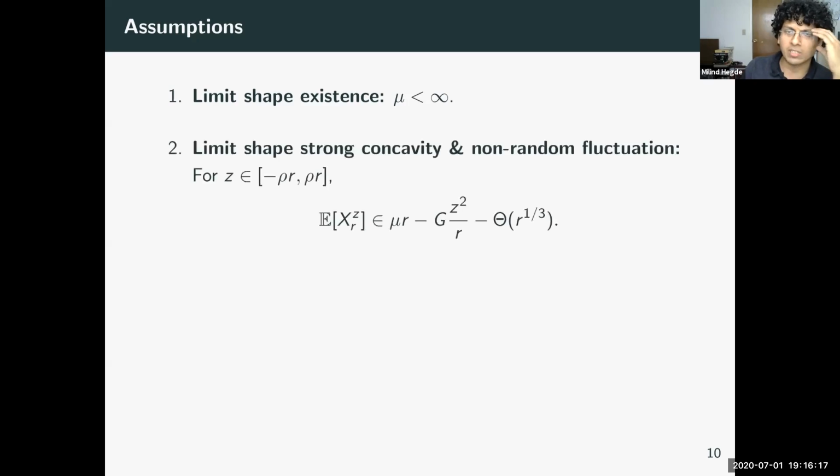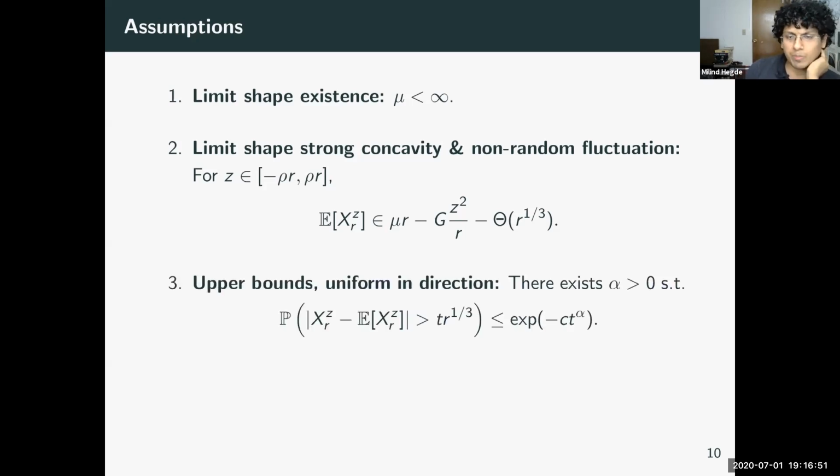The second one is involving the limit shape, which we just talked about. So X_{z,r} over here is the weight from 1, 1 to r minus z, r plus z. So this is the thing that suffers the z squared over r loss in weight. And then we also encode the order of the fluctuations, which we expect to be of r to the 1/3. So we don't assume this everywhere. We only assume it in a neighborhood around r comma r, but it is very important.